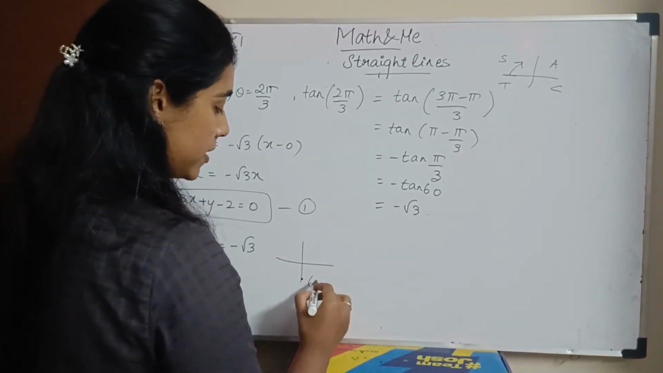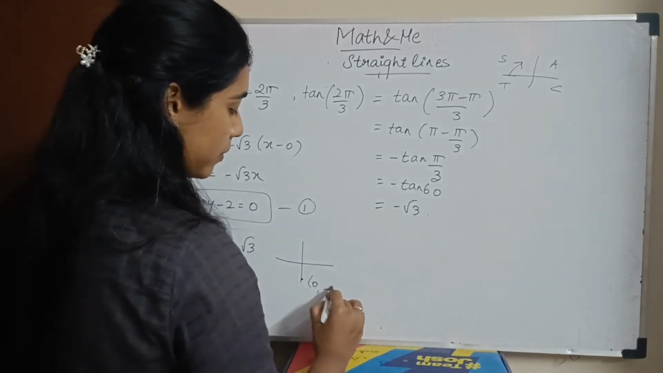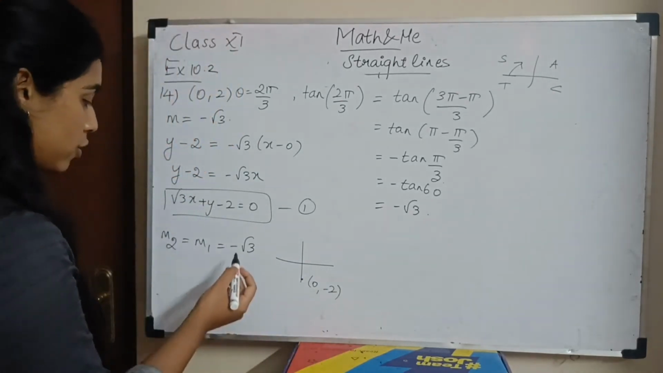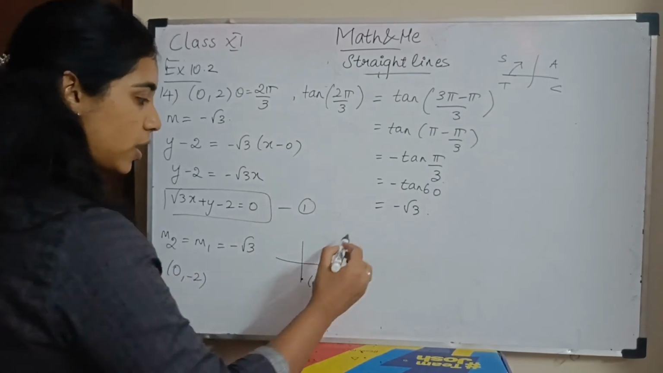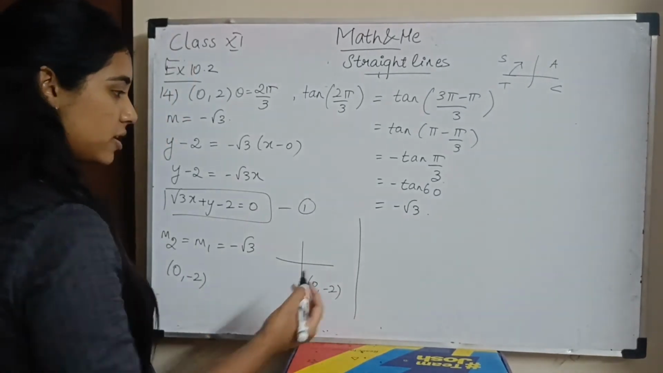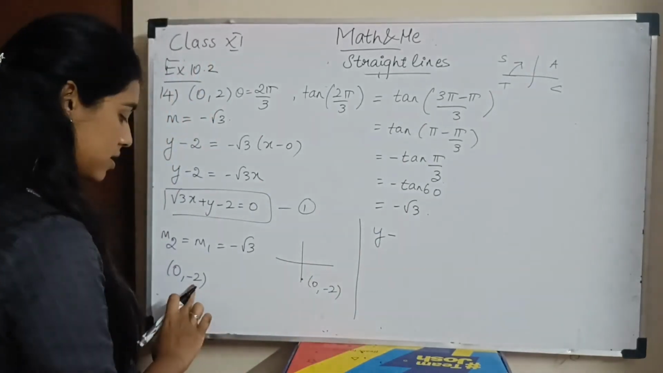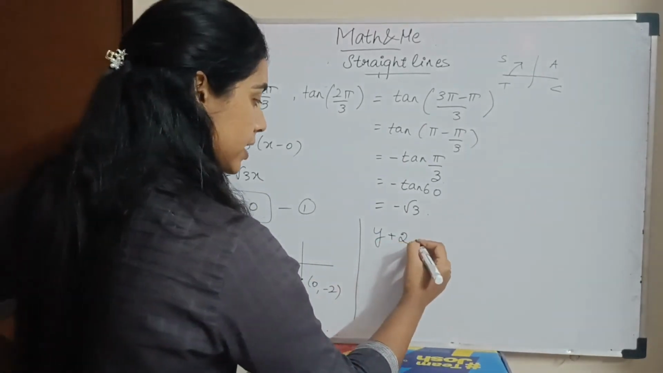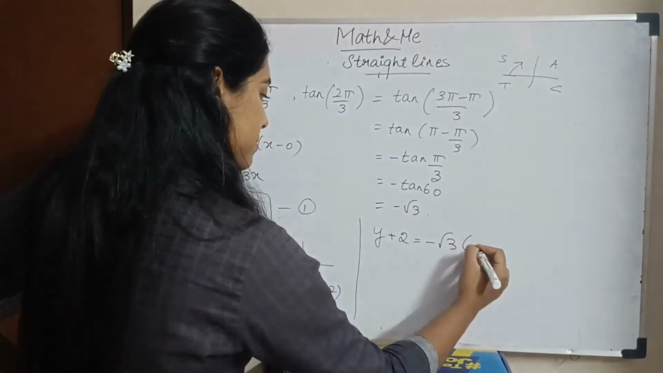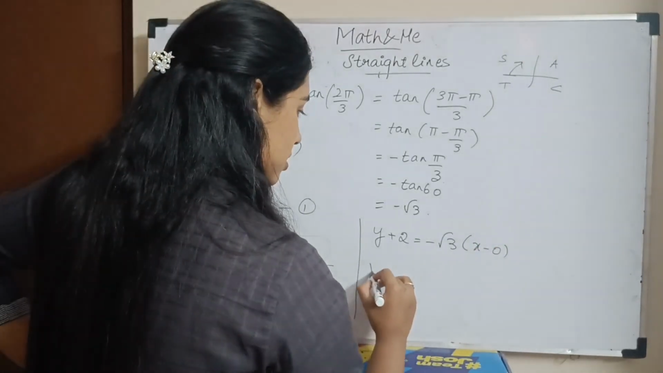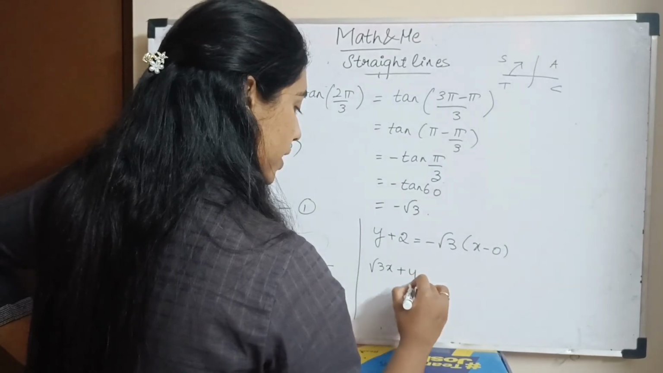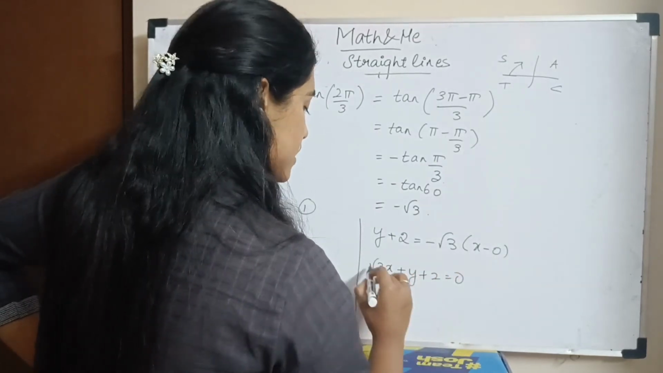So what is the point? The x value would be 0 and the y value would be minus 2. So we know what the slope is and we know what the point is. So now we just have to find the equation. So you have y minus y naught equals m times x minus x naught. So what is your equation? Root 3 x plus y plus 2 equals 0.